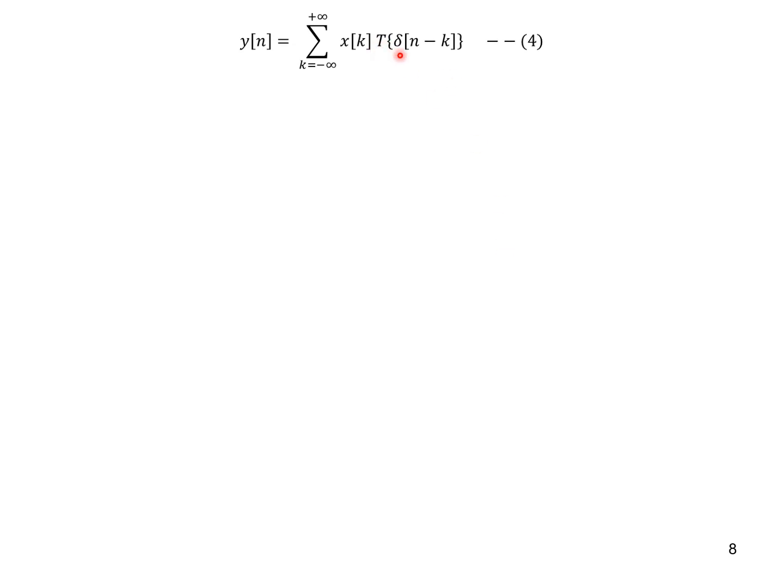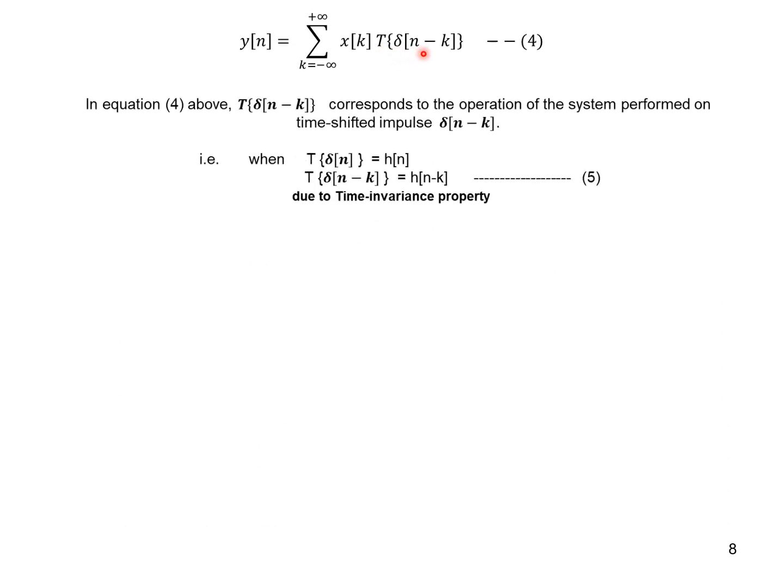See, what I'm going to do is, what is the meaning of T of delta n minus k? In equation 4 above, T of delta n minus k corresponds to the operation the system performs on a time shifted impulse. Delta n minus k is nothing but a time shifted impulse. When I give delta n, what is the output? h of n, isn't it? For the system operator T, if I give delta n, the output is h of n, the impulse response.